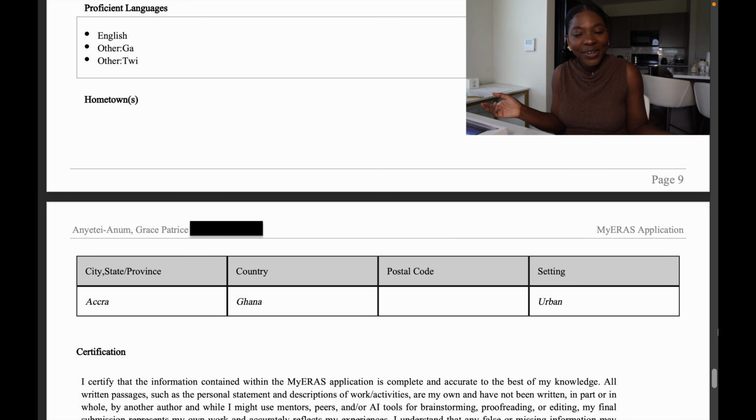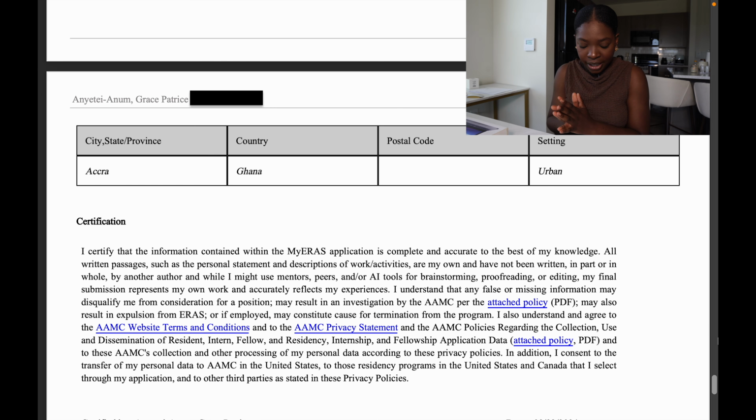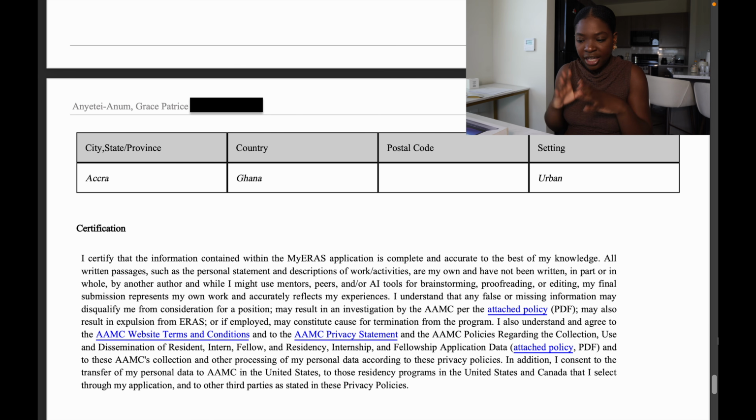So there you go. The next part, and I believe this is the last part of the ERAS when you are putting it together, is your hometown. So you put your hometown, where my hometown is Accra, Ghana, and the setting is urban. And lastly, you certify your application, you put down the date, and then you are ready to go.